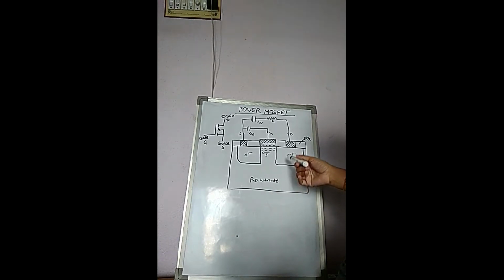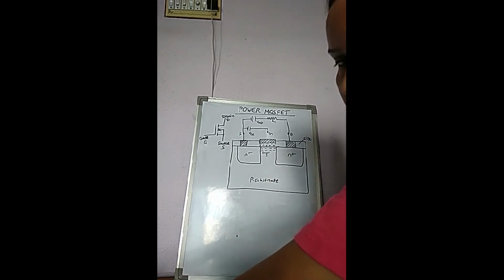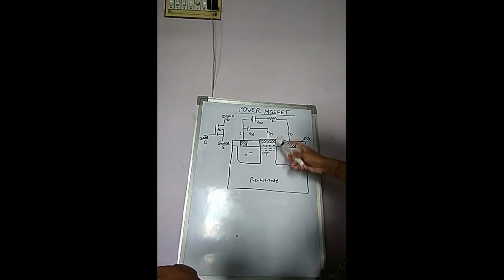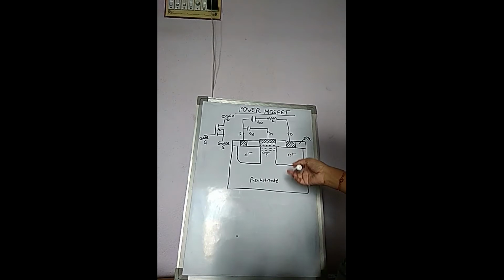We will study it by taking the N-channel enhancement type MOSFET, because it is more commonly used. Why is it more commonly used? Because it has higher mobility of electrons. N-channel enhancement type MOSFET has higher mobility of electrons. That's why this type of MOSFET is used in every application. This is the structural diagram of the N-channel MOSFET, and it is used for low power high frequency applications.